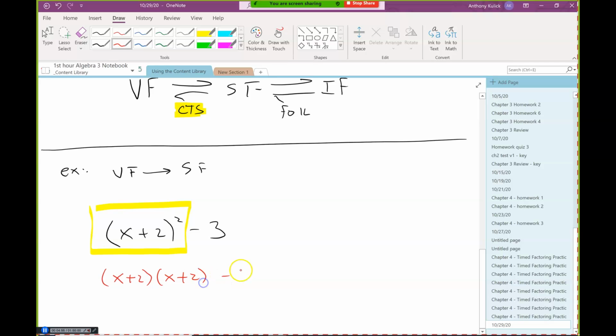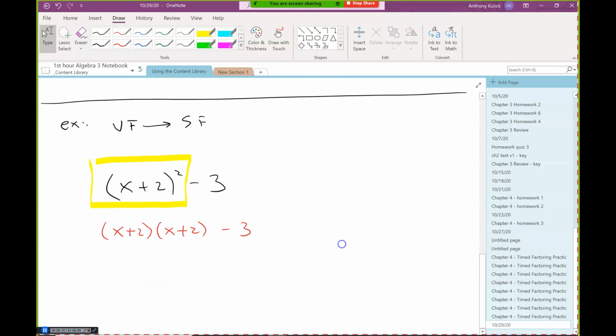is we can just write it out as x plus 2 times x plus 2, right? If I had 5 squared, that's just 5 times 5. So x plus 2 squared is x plus 2 times x plus 2. And then we can just FOIL this out. Everybody's okay so far? Okay.